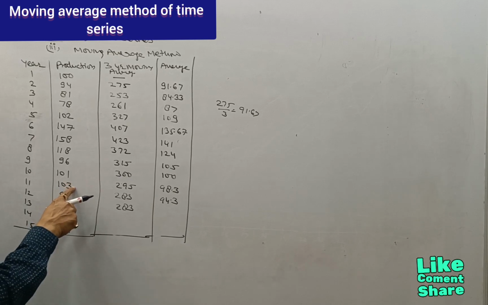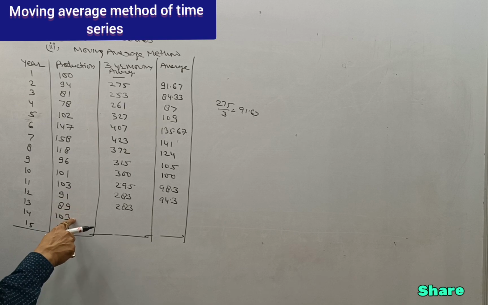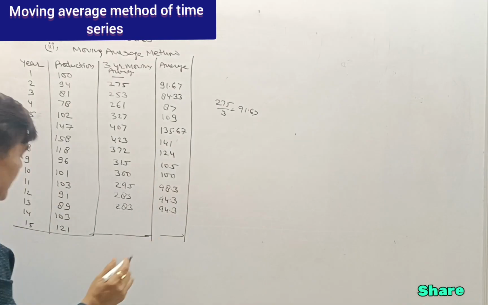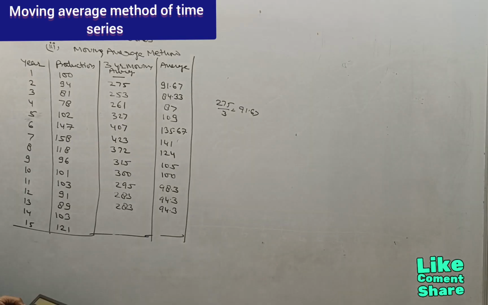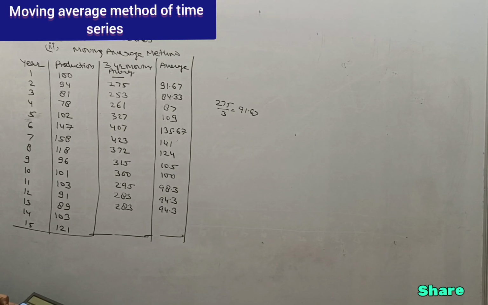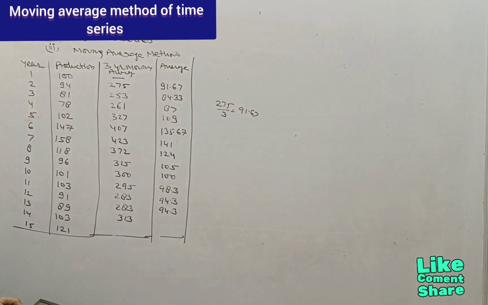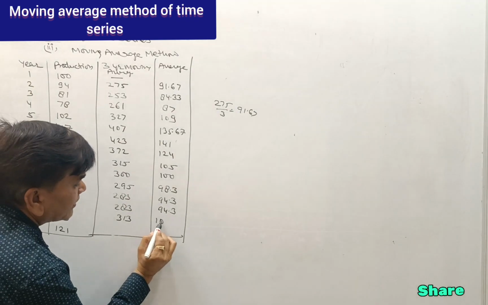Okay, 103 leave 103. So 94.3. And the last one, 89 plus 103 plus 121, that is 313. Divide by 3, that is 104.3.